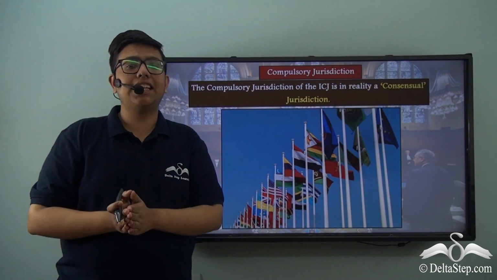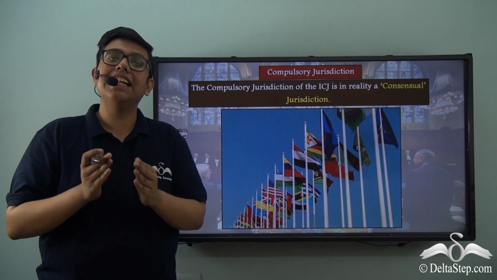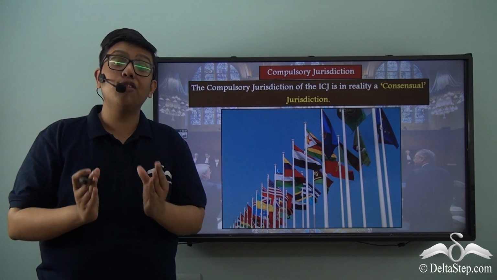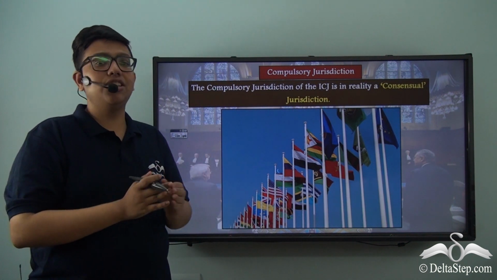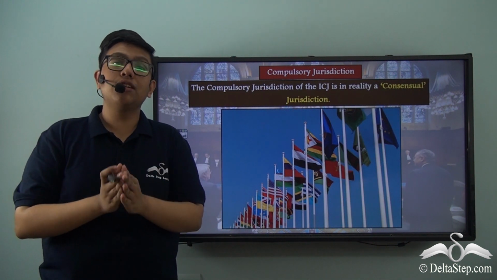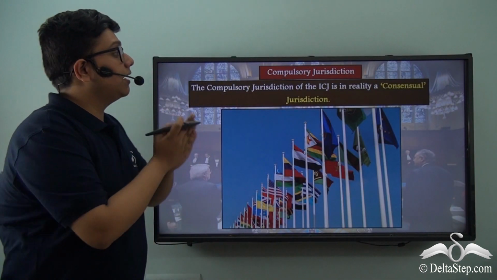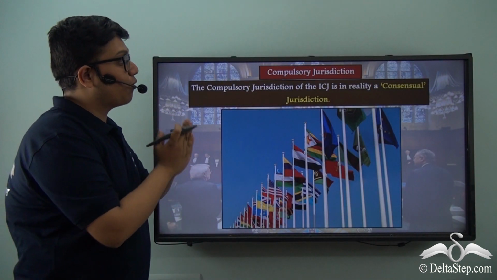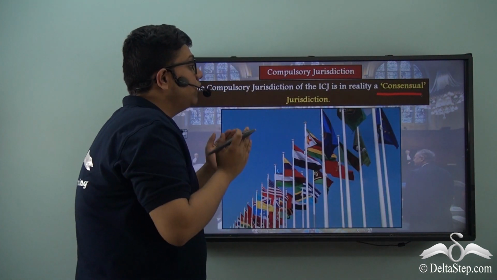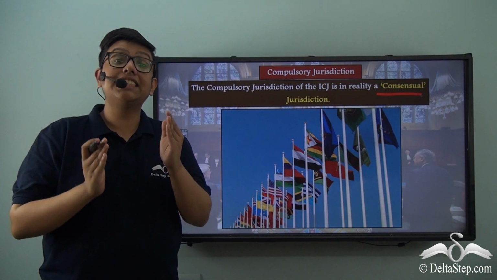Now, why is this the case? Does this not make the jurisdiction or the capacity of the ICJ less effective? Well, this is done because every nation in the world is a sovereign power, and therefore the ICJ cannot act as a power above all, and therefore this option of opting out of jurisdiction exists. That is why in reality this compulsory jurisdiction of the International Court of Justice is a consensual jurisdiction which does not apply as long as both sides or both parties do not accept this jurisdiction.